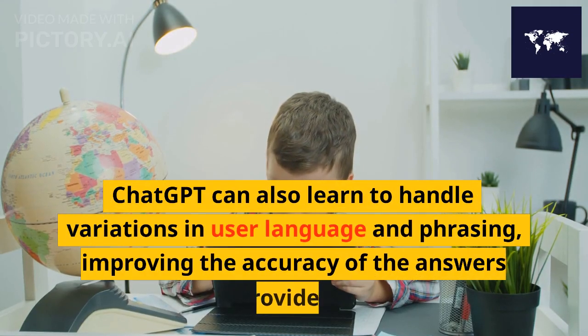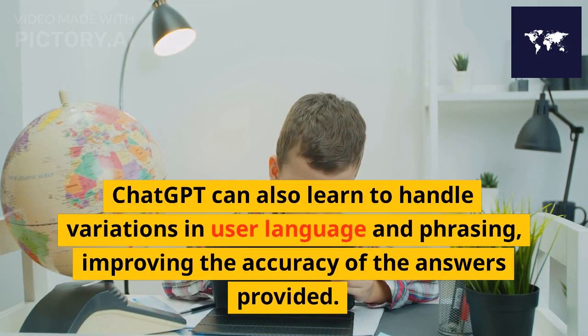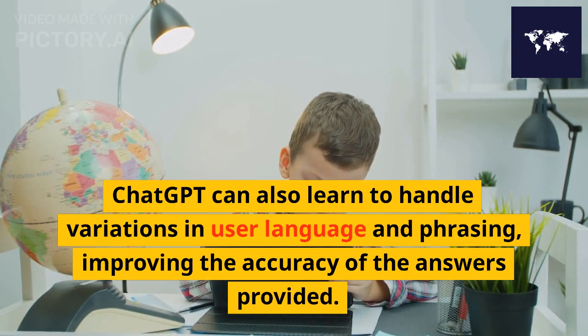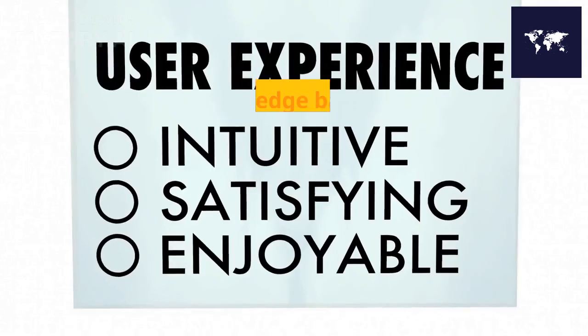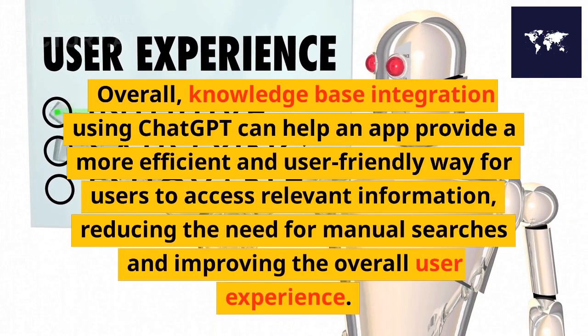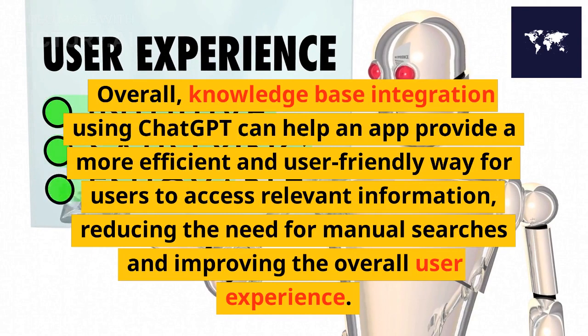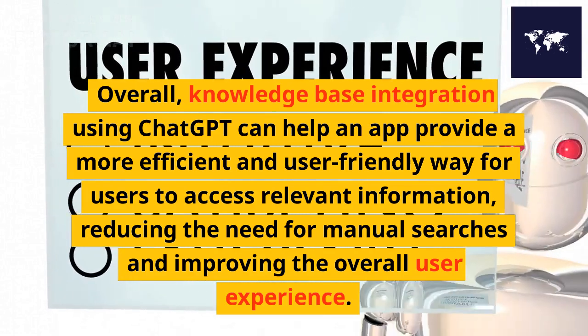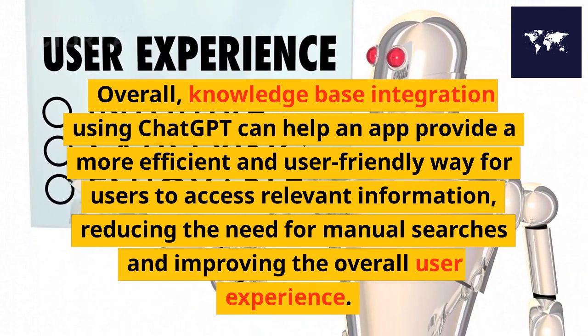ChatGPT can also learn to handle variations in user language and phrasing, improving the accuracy of the answers provided. Overall, knowledge base integration using ChatGPT can help an app provide a more efficient and user-friendly way for users to access relevant information, reducing the need for manual searches and improving the overall user experience.